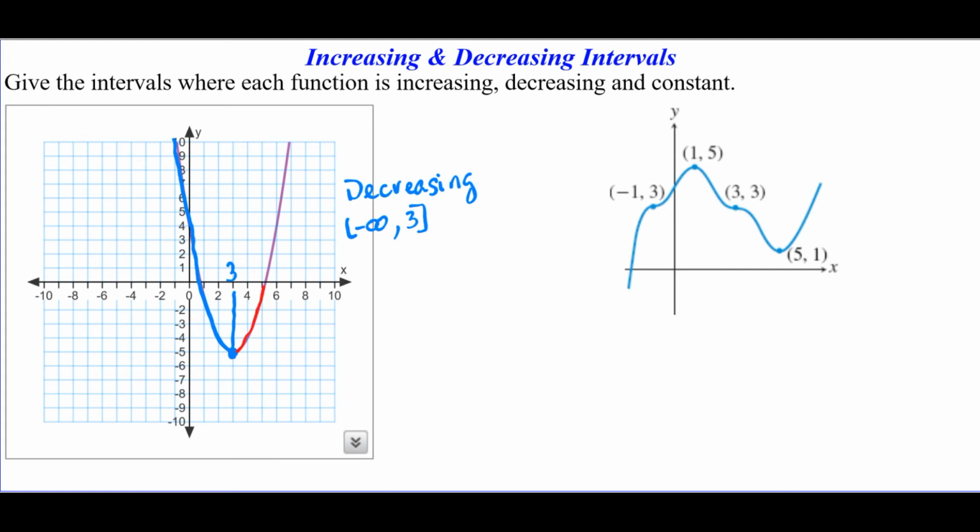After that, I am increasing. My y values are going up, and they're going up forever. So I'm going to be increasing from 3, that's a square bracket there, sorry, 3 to positive infinity.